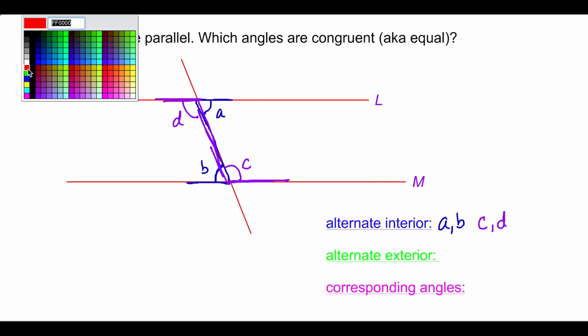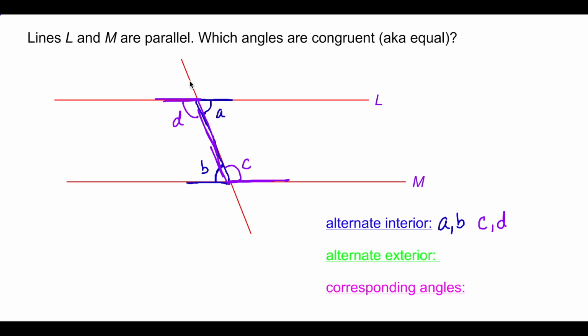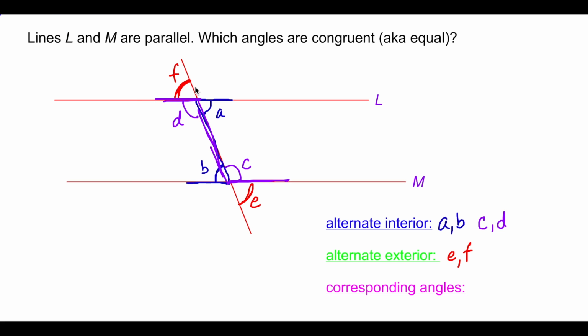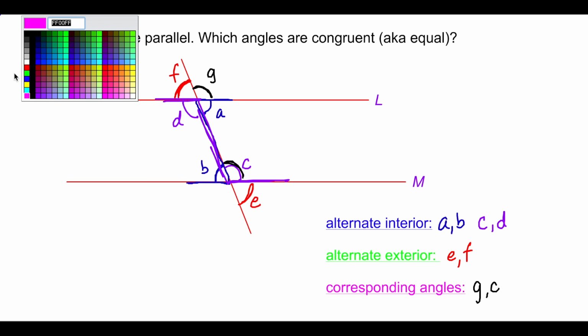Aside from that, you've got a couple of other pairs of angles. Alternate exterior angles are exactly what they sound like. They're on alternate sides of the line, but on the exterior. So this right here, we'll say E and F are also equal. And then lastly, we have corresponding angles. So these are angles that are in the same position as another angle. So for this, let's just call this G, and then that would be corresponding with C. There's a couple other corresponding angles here. We won't go over them, but you get the sense.